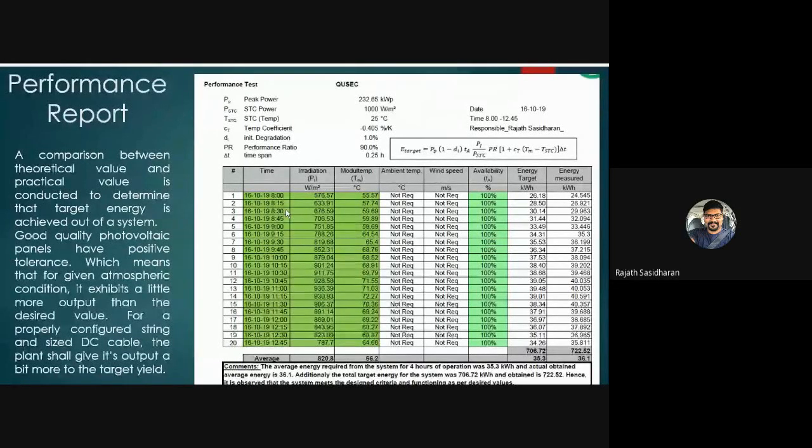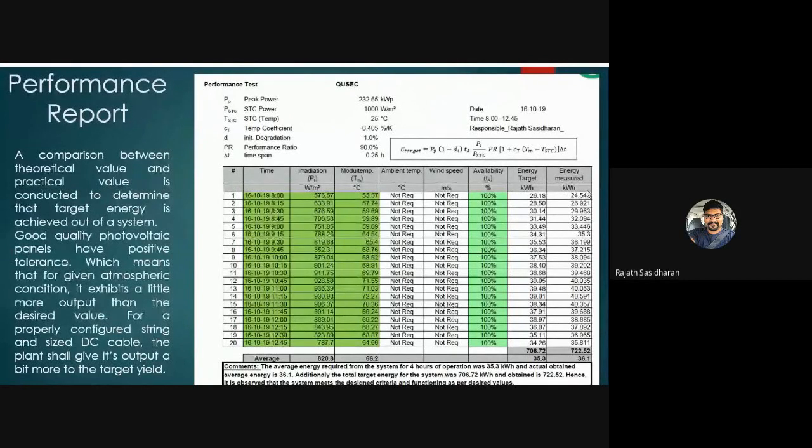Actually, I've done this in Excel. The time is plotted here, and the irradiation from the irradiation meter is also plotted here, along with the module temperature. So this time, irradiation, and module temperature, along with the above mentioned power and characteristics, run through this equation to give you an energy target. So that is the theoretical output.